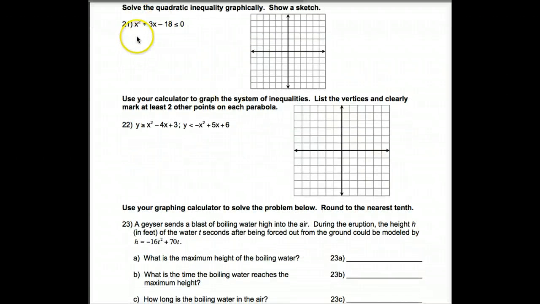Number 21, people always miss this one because they think that they need to graph and shade. This does not have a y. It's a single variable, which means you sketch the graph. It's a sketch, not a graph. So it looks something like this if you graph it in a standard window. You don't need to see the bottom because all you need are the zeros.